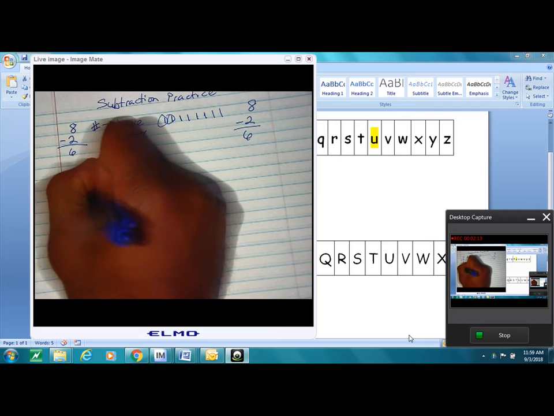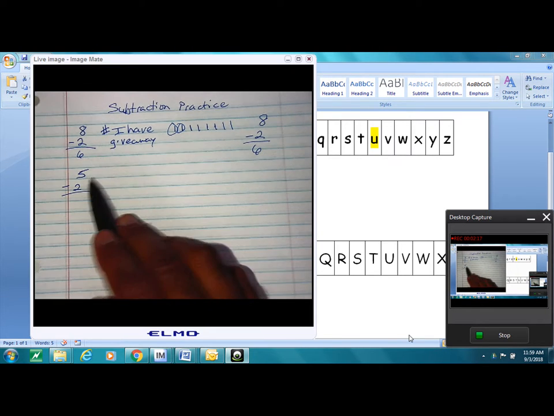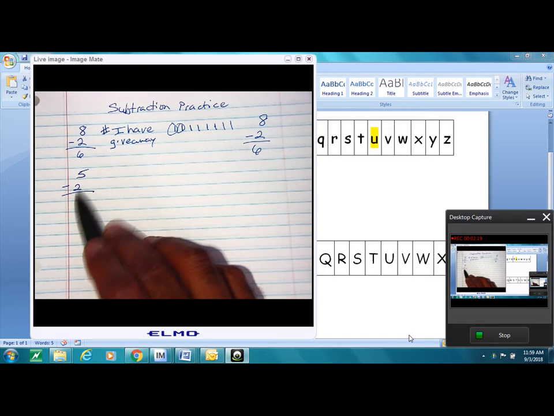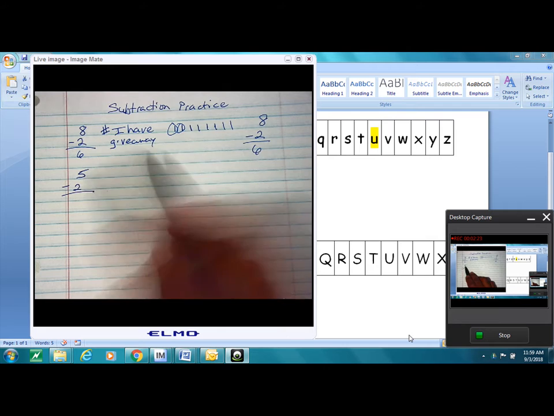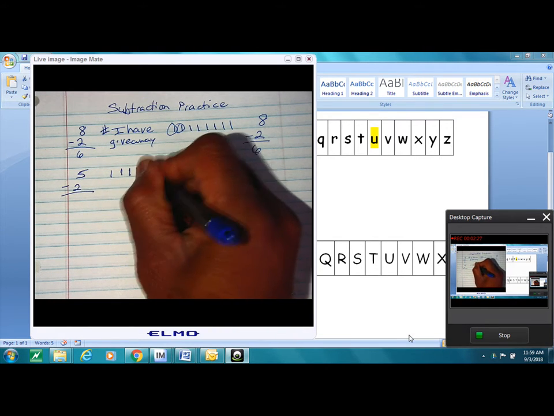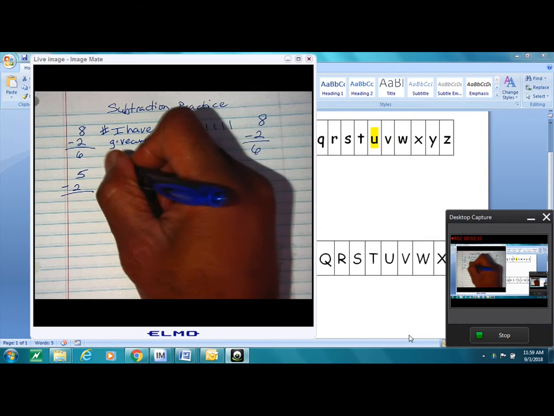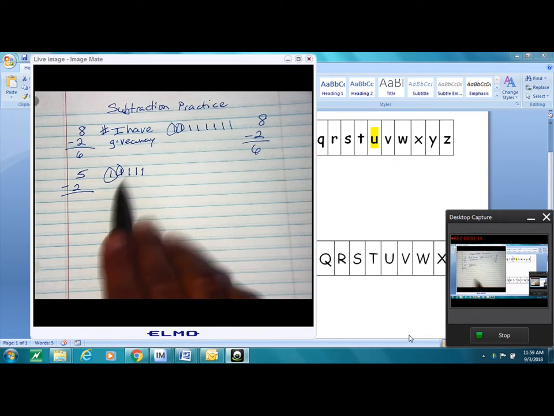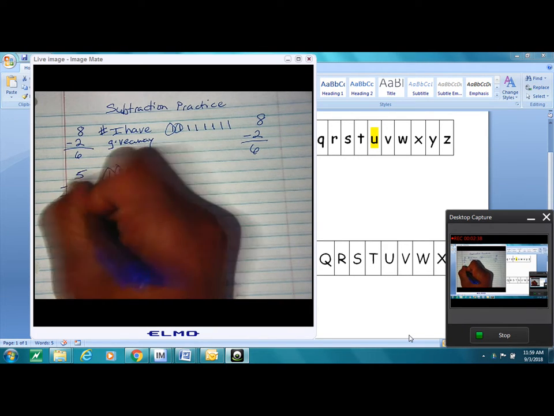The next problem that we're going to do is 5 minus 2. Remember, the top number is what you have. The bottom number is what you want to give away. So how many do I have? I have 5. 1, 2, 3, 4, 5. How many am I going to give away? I'm going to give away 2. 1, 2. How many do I have left? 1, 2, 3. 5 minus 2 equals 3.